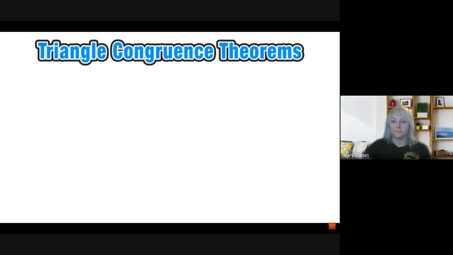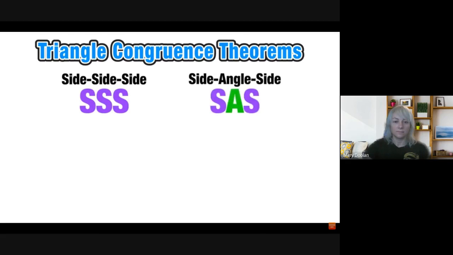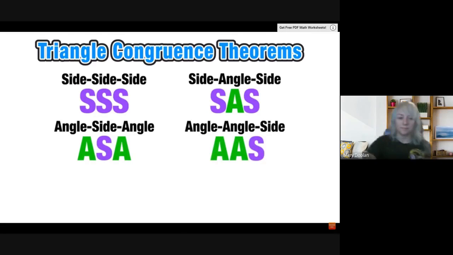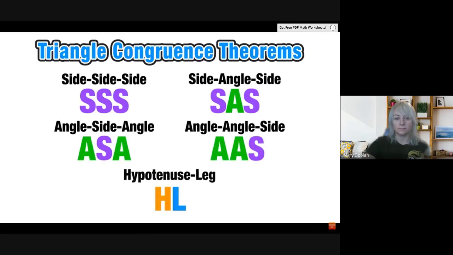So here are the 5 triangle theorems with their abbreviations. We have side-side-side, side-angle-side, angle-side-angle, angle-angle-side, and hypotenuse-leg. So now we're ready to go ahead and explore each theorem individually.